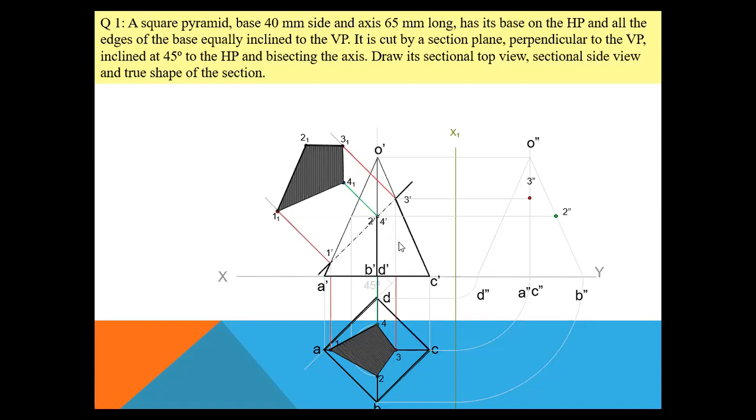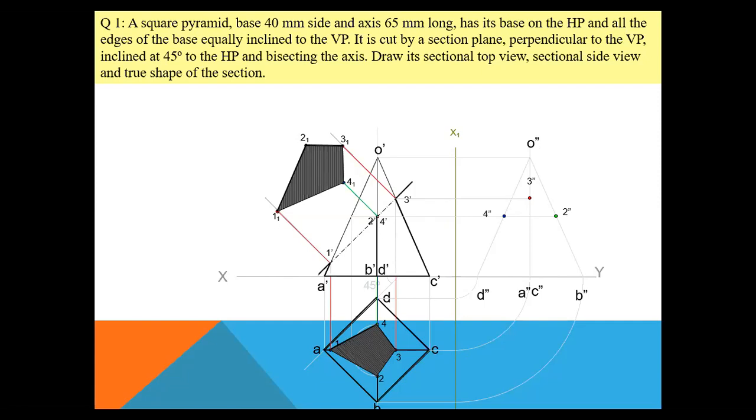Next, I need to get the 4 double dash point. Identify the 4 dash point. It is cutting the O dash D dash edge of the front view. So identify the O double dash D double dash edge in your left hand side view. This is the O double dash D double dash edge. From point 4 dash, I will draw a horizontal projection line up till this point. So this point will be my 4 double dash point.